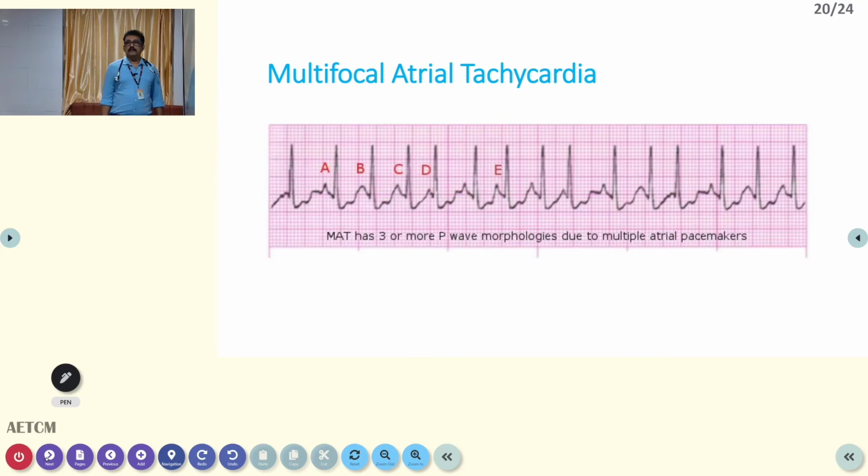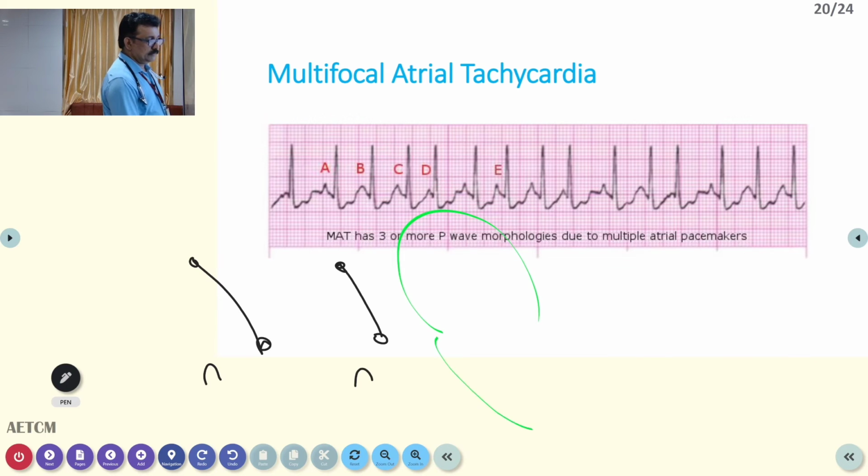Multifocal atrial tachycardia means more than three different morphologies of P waves in your rhythm strip. You can then make a diagnosis of multifocal atrial tachycardia. I will tell you why it is happening. Normally, one conduction happens from the SA node to the AV node, so you get the same P wave. Just see here, this is your atrium and your ventricle. SA node to AV node conduction happens like this, and the P wave will be like this.